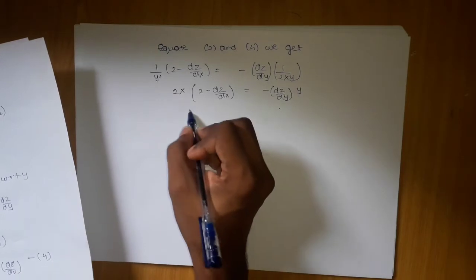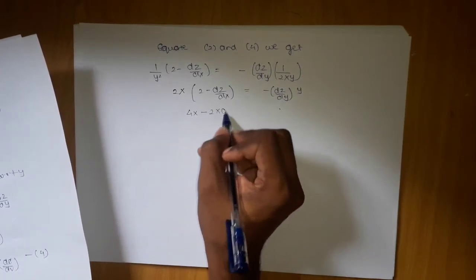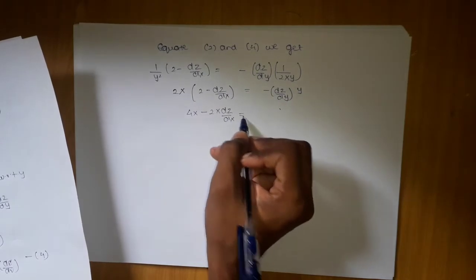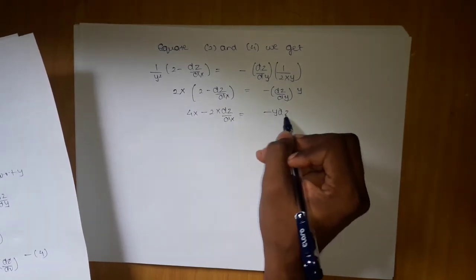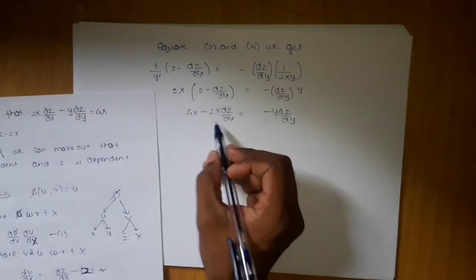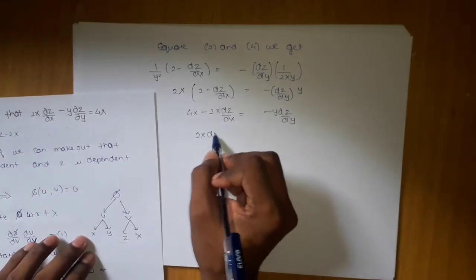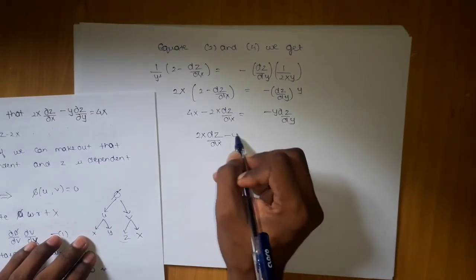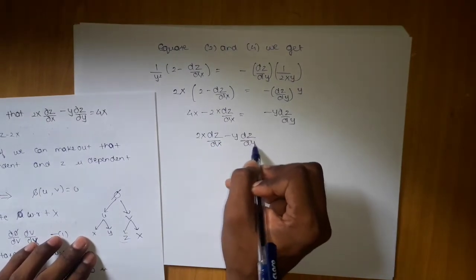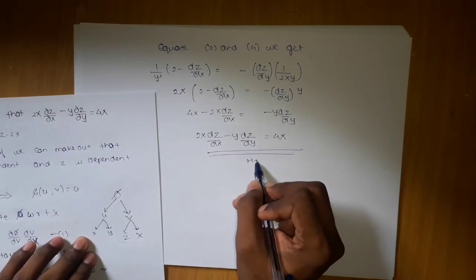Now if I multiply, 4x minus 2x dou z by dou x equals minus y dou z by dou y. Now what did we want to prove? We wanted to prove 2x dou z by dou x minus y dou z by dou y. So we are going to move this that side. So 2x dou z by dou x minus y dou z by dou y equals 4x. So we have proved what we required, hence proved.